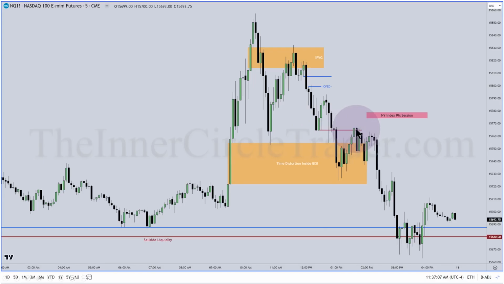Returns back into a here. And all of this consolidation is time distortion. It's not time for the market to do anything. It's already ran the low here, which is the lunch macro for New York. It's already did that. But we're not done.